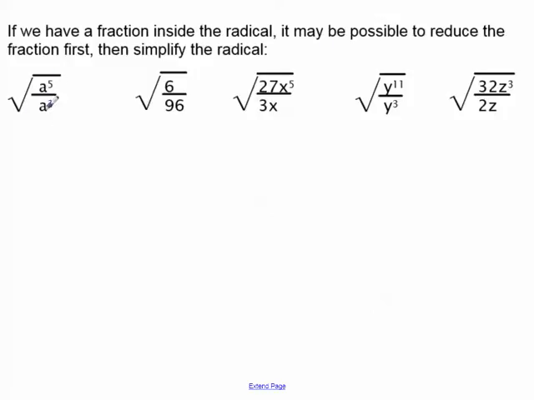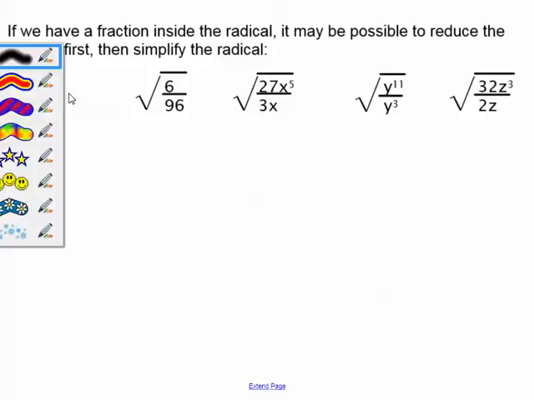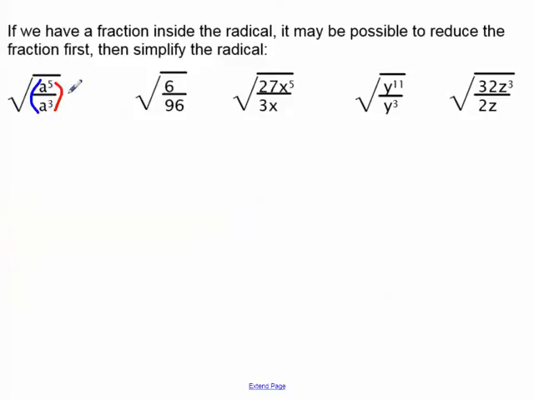If we see something like this with a fraction inside the house, see if you can simplify whatever's inside the house first. So if I take a look at the square root of a to the 5th over a cubed, well, a to the 5th over a cubed, the square root is still there. A to the 5th divided by a cubed is a to the 5 minus 3, which is a squared. Oh, wow, look at that. I got a perfect square.